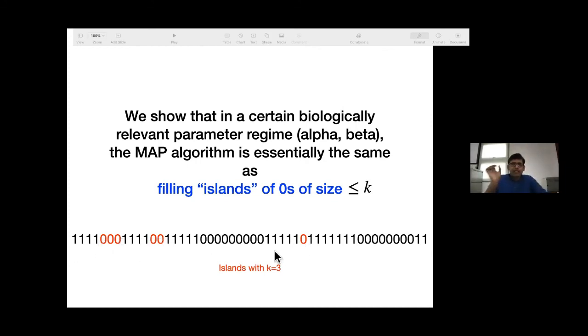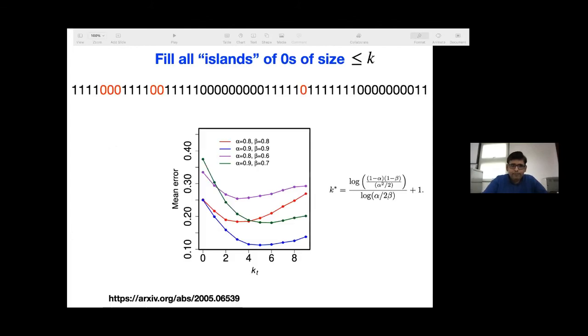Enzymes have to find such small islands which do not have these modifications and simply fill them with modifications. If you do this simple process, we show that this is exactly equal to the MAP decoding algorithm in a certain parameter regime, and it turns out that this parameter regime is biologically relevant. So we show that the MAP decoding algorithm, which is a slightly complex algorithm, simplifies to something very simple in this biologically relevant regime.